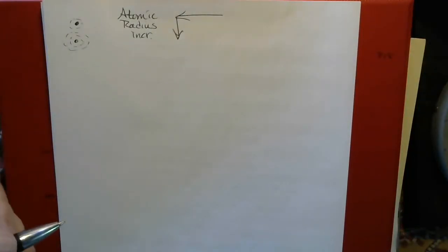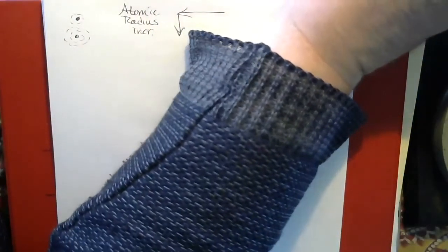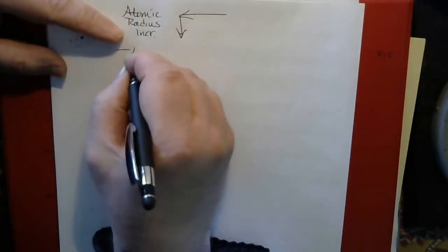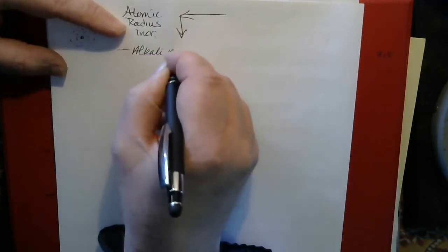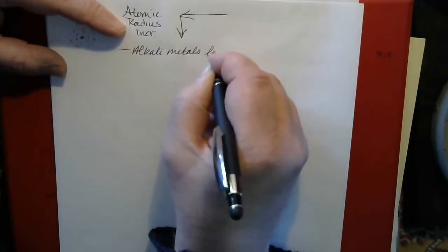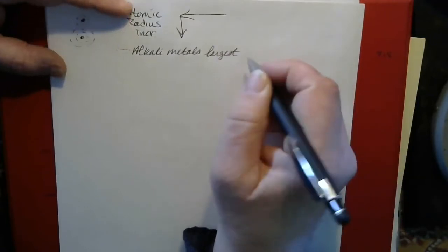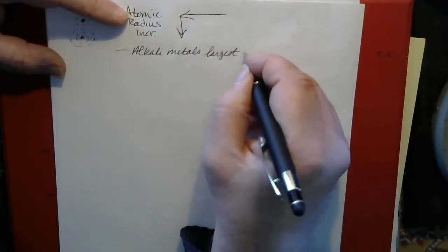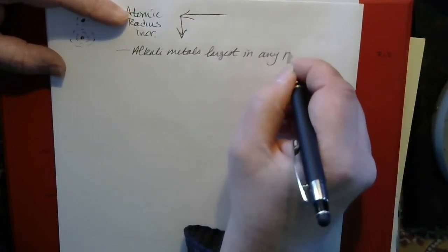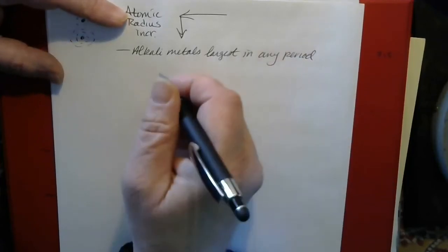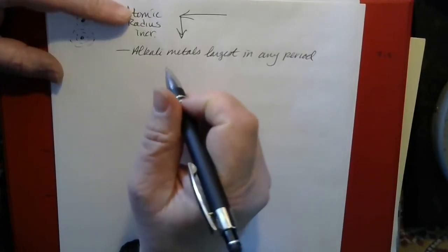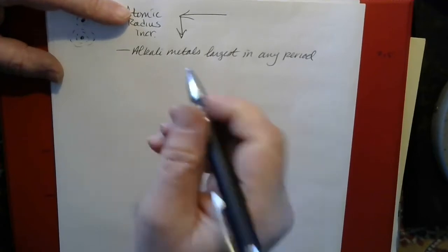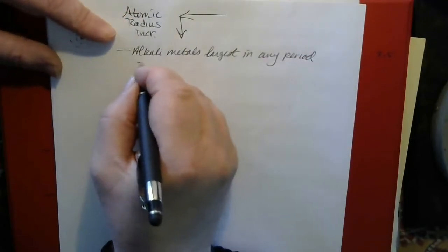That's the simplified explanation. The book, of course, goes into much more detail, and so we'll go over that too. But generally, if you remember that explanation that I just gave, you should be okay. What this means is that the alkali metals will be the largest element in any period. And the noble gas will be the smallest.